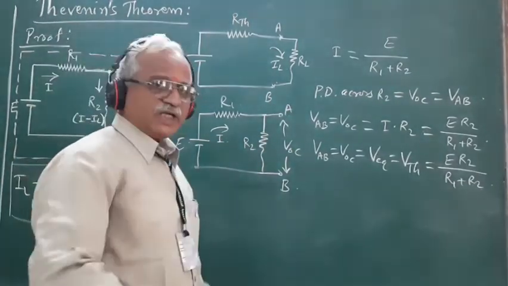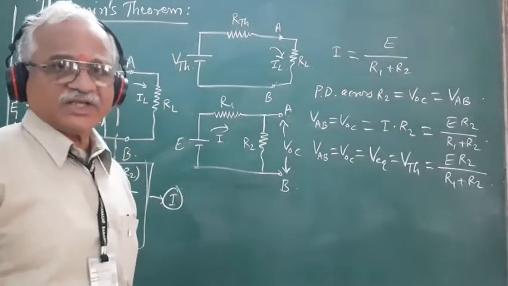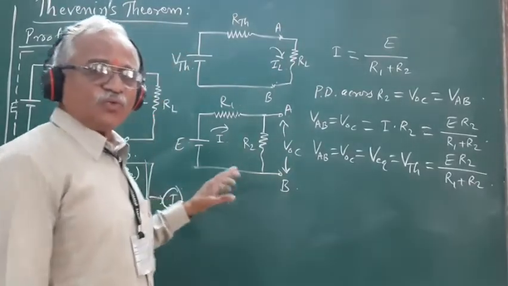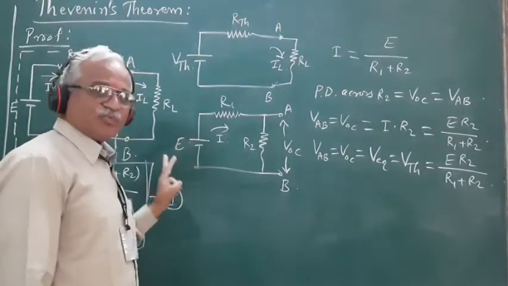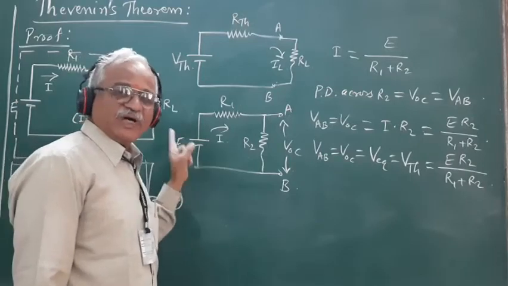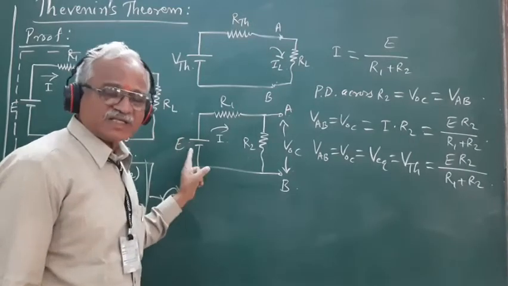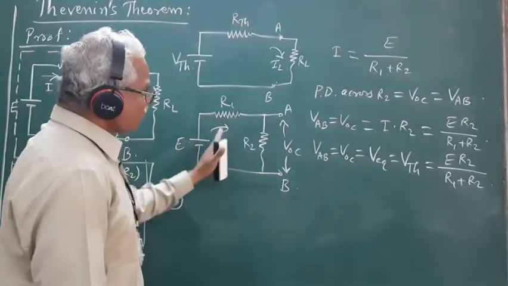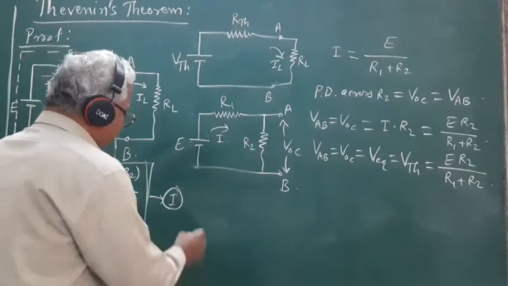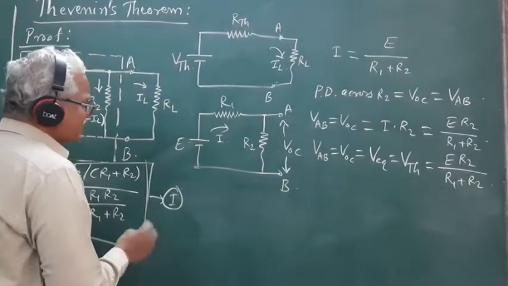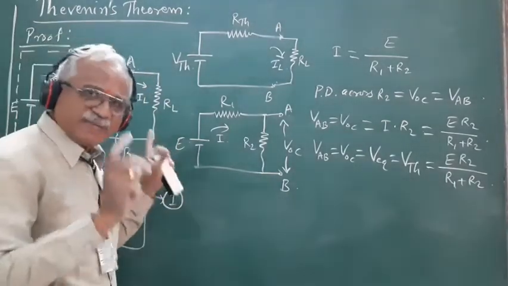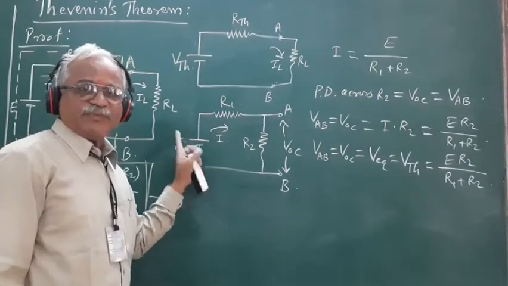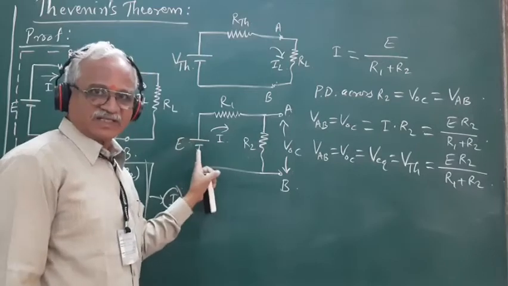So, in order to find out the value of RTH or R equivalent, what we need to do is, we have to kill the source of EMF for its EMF, retaining its internal resistance in the circuit. So, if we kill the source of EMF, retaining its internal resistance in the circuit, for the sake of simplicity, let us consider that this source of EMF does not have any internal resistance.